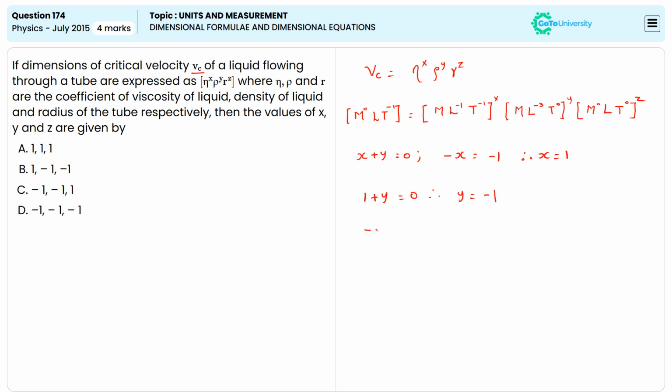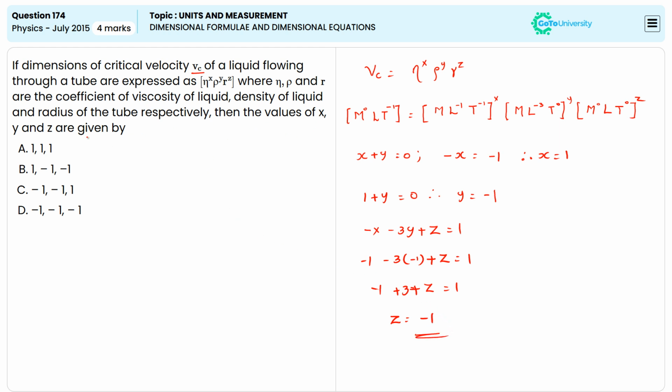And minus x minus 3y plus z is equal to 1. Then minus 1 minus 3 times minus 1 plus z is equal to 1. Then minus 1 plus 3 plus z is equal to 1. Then z is equal to minus 1 here.